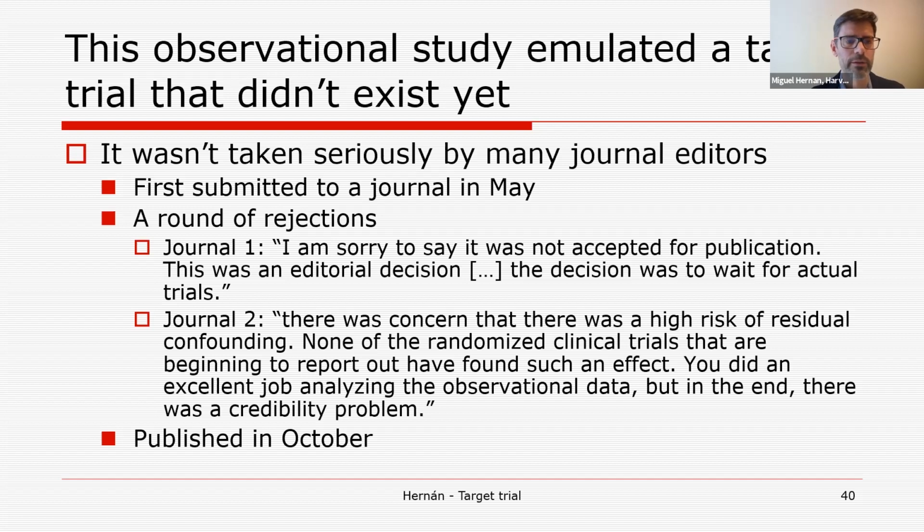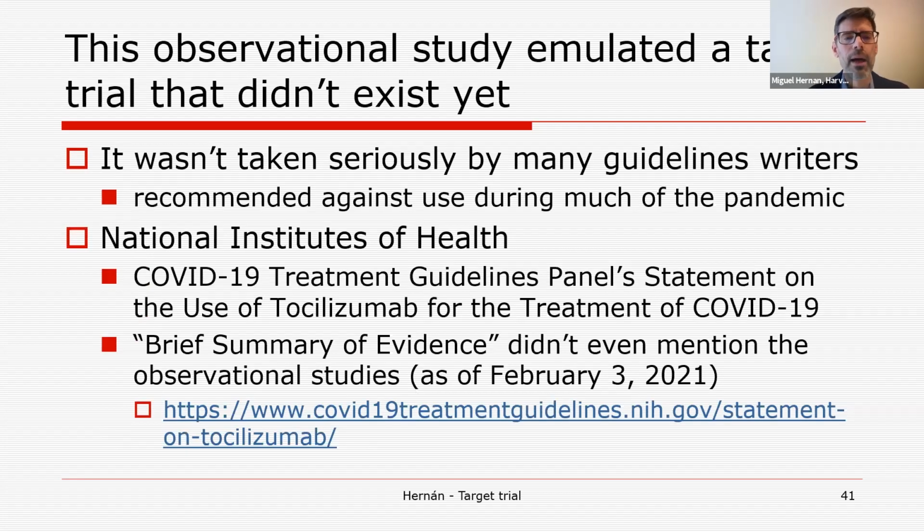So a few months later, this is published. After it is published, it wasn't taken seriously by people who write the guidelines. In fact, the use of tocilizumab has not been recommended during much of the pandemic, except maybe in the UK now. And if you read the treatment guidelines for the National Institutes of Health, in their brief summary of evidence, as of last week, they didn't even mention the observational studies.